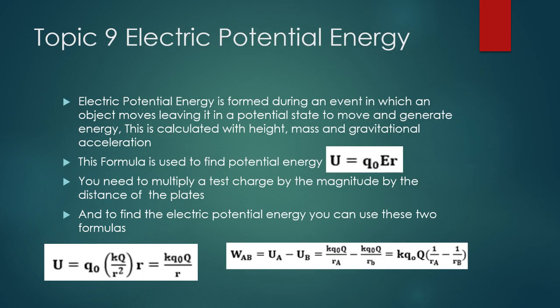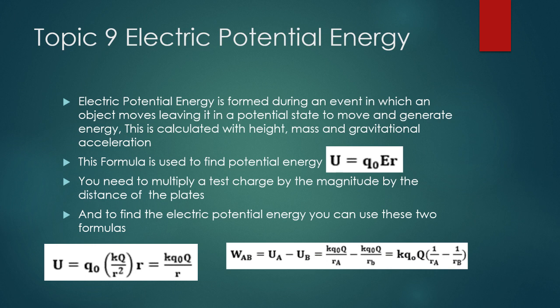Topic 9. Electric potential energy. Electric potential energy is formed during an event in which an object moves, leaving it in a potential state to move and generate energy. This is calculated with height, mass, and gravitational acceleration. This formula is used to find potential energy.